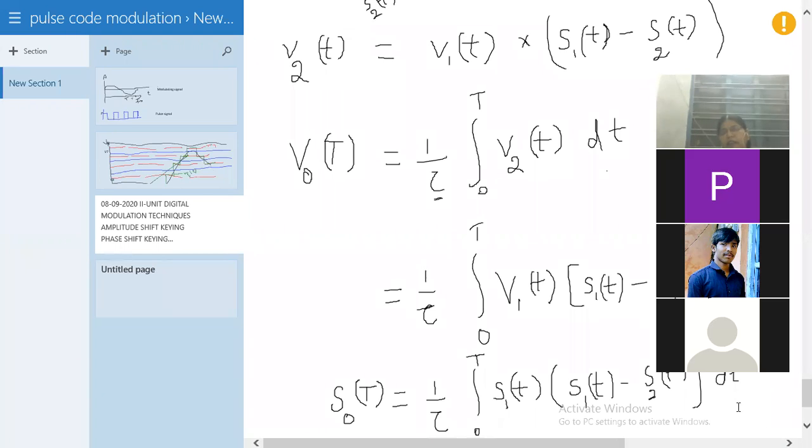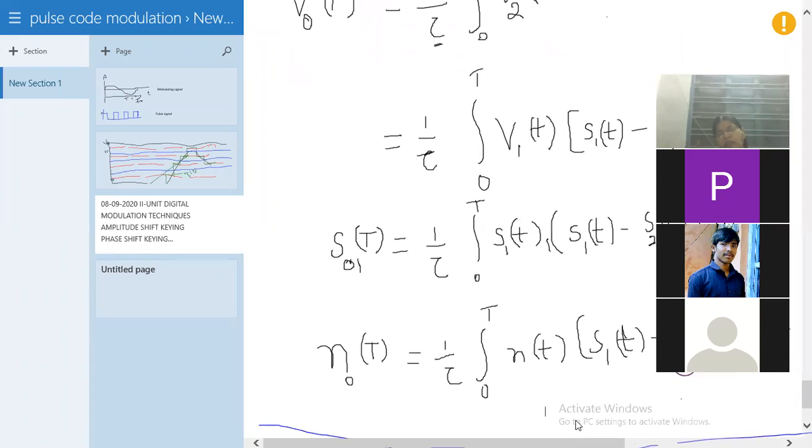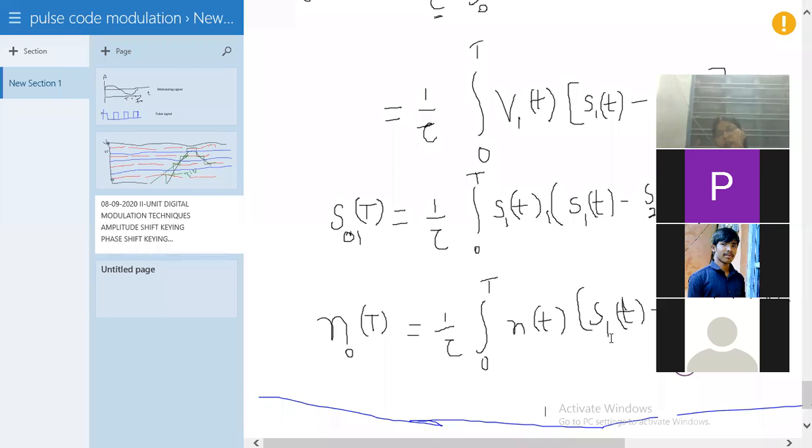Here we can indicate that S1 of t is there, like that S01 of t, because the output is related to S1 of t. S1 of t is the data that can be received by that one. Otherwise, if that is S2 of t, then the output voltage indicates S02 of t, 1 by tau, like this here. And then the noise signal. The noise signal is N0 of t is equal to 1 by tau integration 0 to tau of n of t into S1 of t minus S2 of t dt.